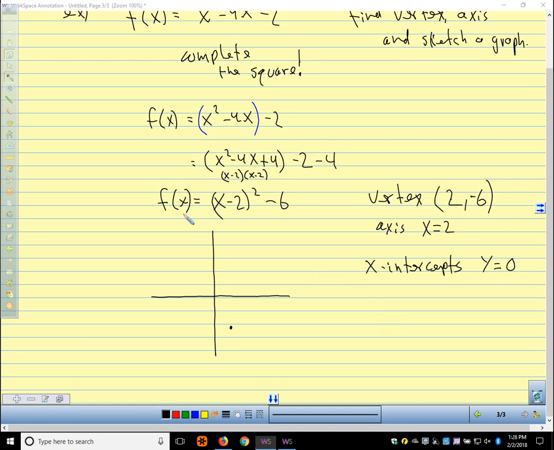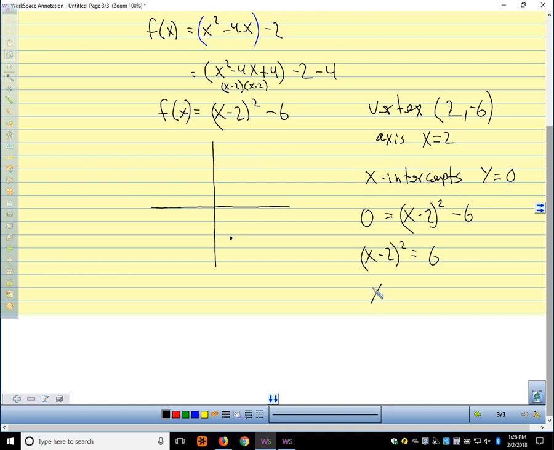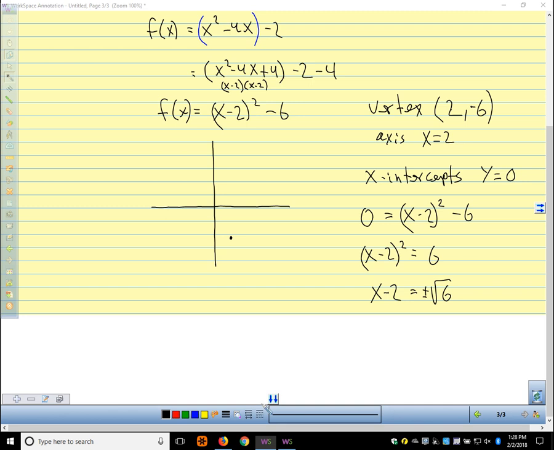All right, so we're going to set y equal to 0. So for a function, f of x, y equals 0. So we're going to say 0 equals x minus 2 squared minus 6. And we're going to solve for x. So x minus 2 squared equals 6. And we take the square root of both sides. When we take the square root while solving an equation, some of us remember that we have to have a plus or minus. That showed up recently, where we had to take a square root of something to solve something.